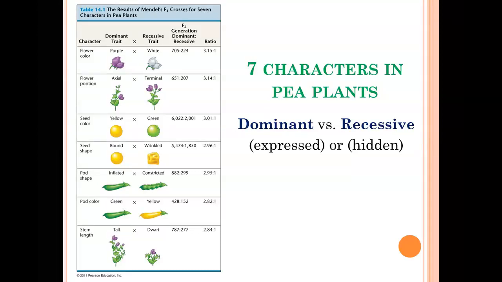And so the same thing with flower position. Axial is on the side, terminal is on the top. It looks like axial is dominant. Yellow is actually dominant to green when it comes to seed color. Round is dominant to wrinkled. Inflated pod, constricted pod, green pod, yellow pod, and then tall is dominant to dwarf. And he found the exact same pattern of inheritance for all of these traits.